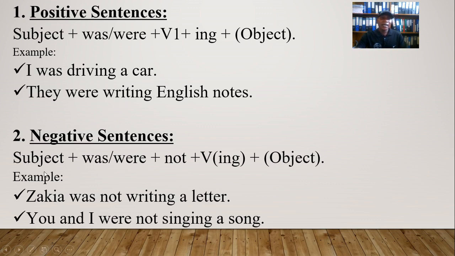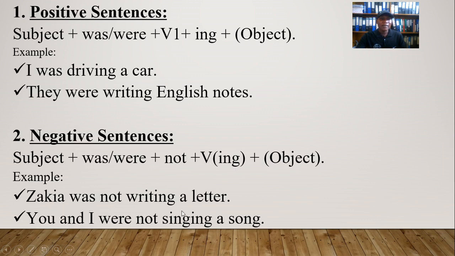Negative sentences, the formula is this: subject plus was or were, plus not. Remember, this is negative, so we have to insert a negation word. Then plus verb in ing form. Then plus object, which is also optional.